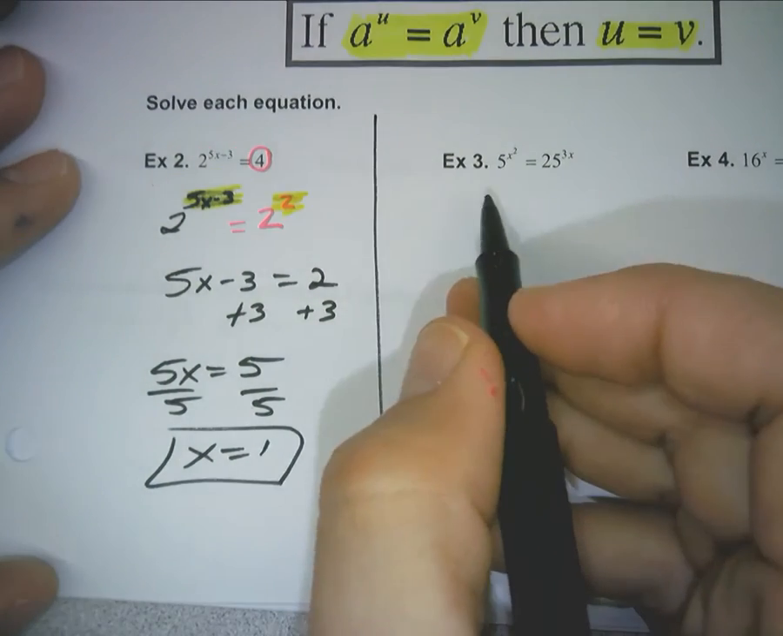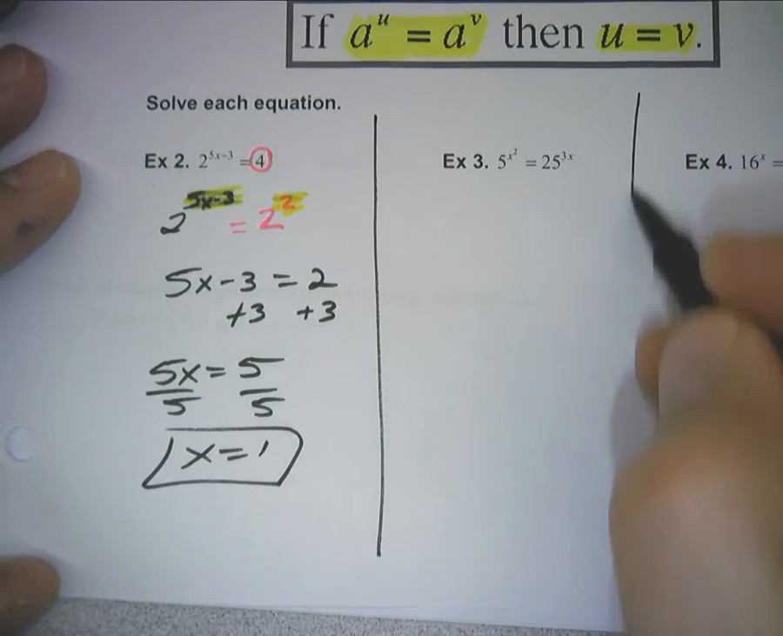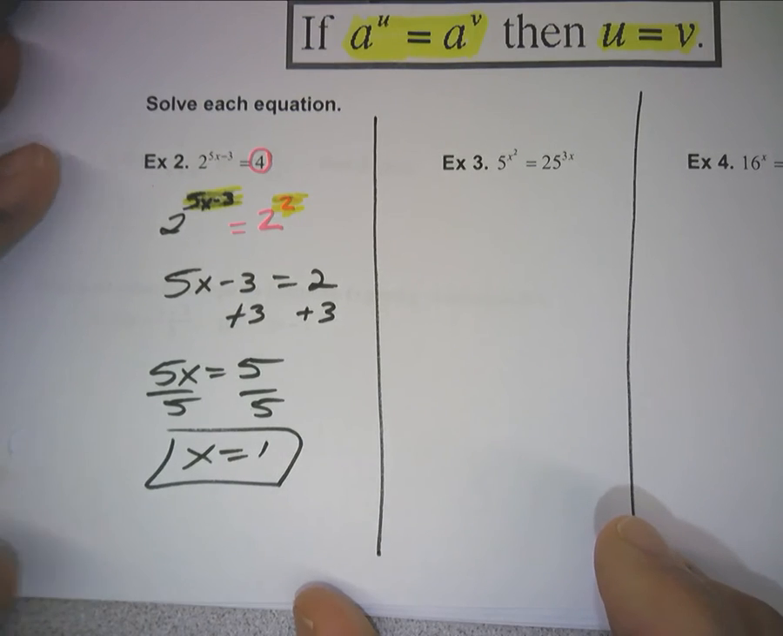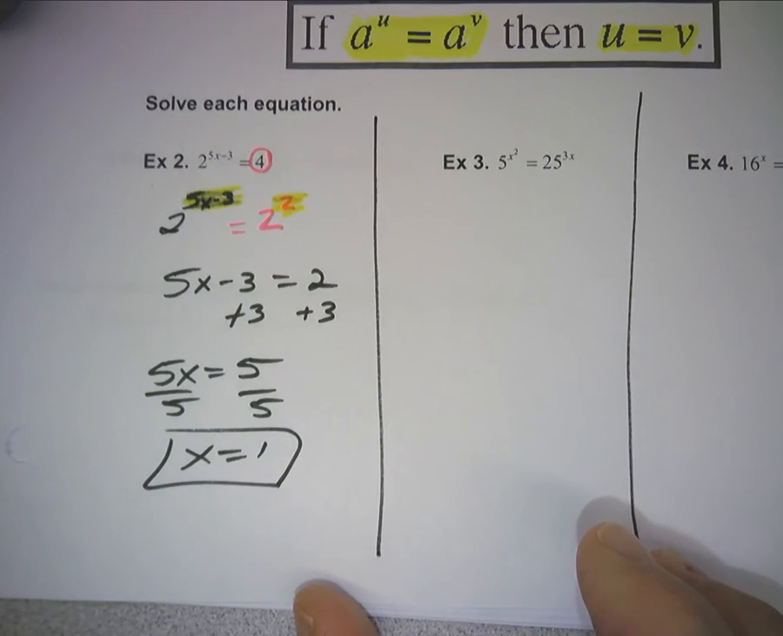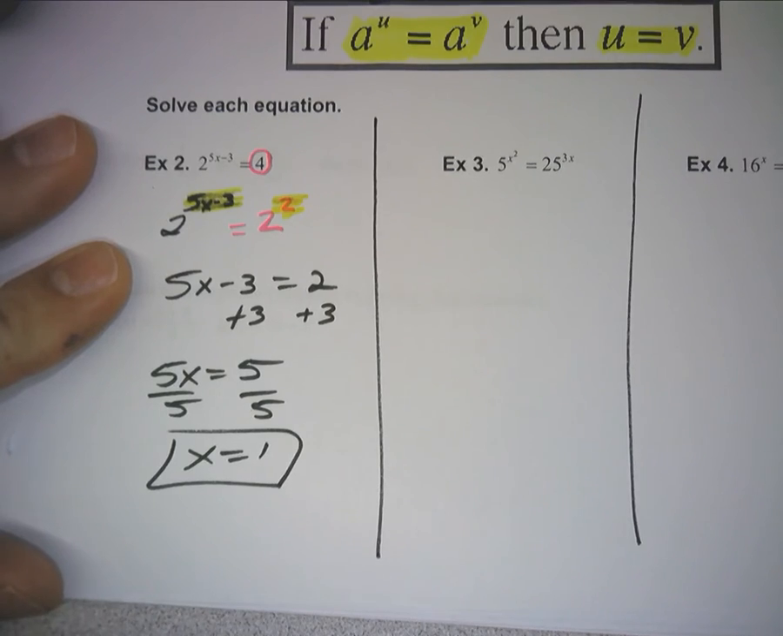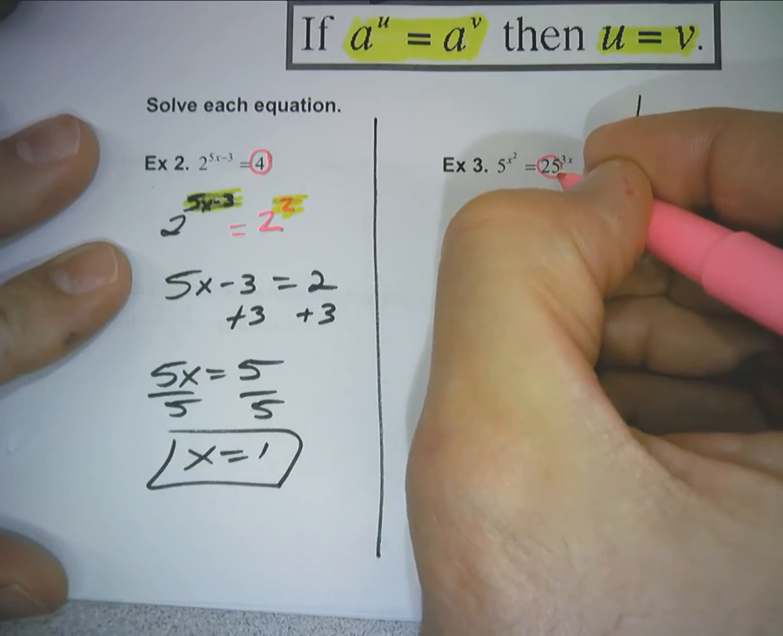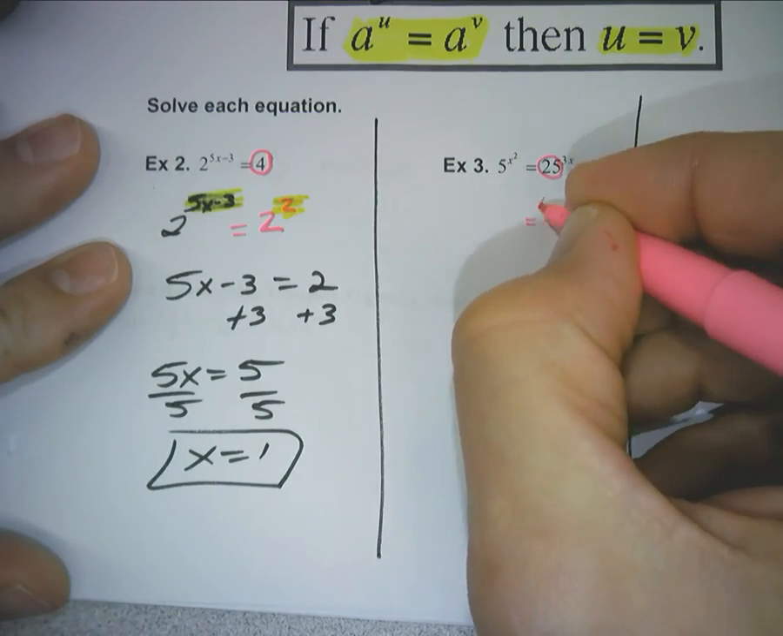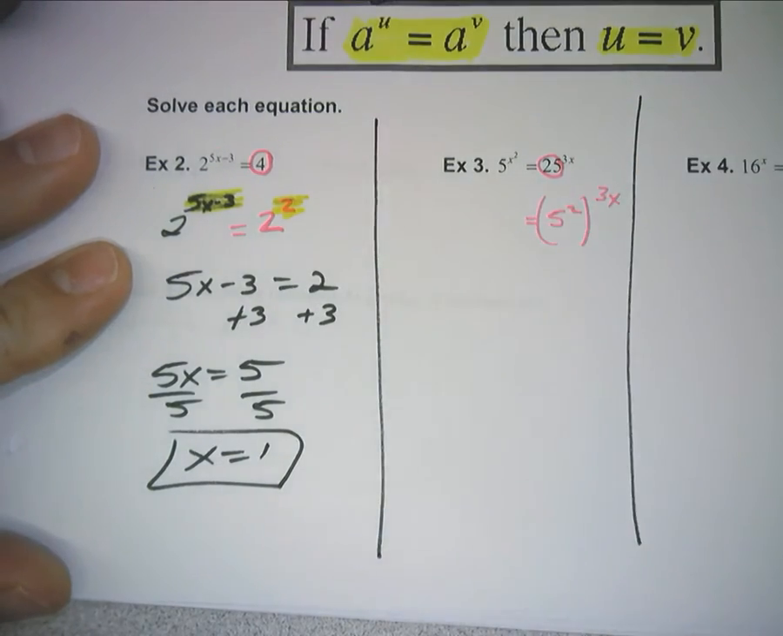All right, let's take a look at example 3. Any questions with 2 before we do 3? No questions. All right, who can we change? Can we change 5 or 25? 25, here we go. We know 25 is 5 squared, right? Well, that's raised to the 3x power.